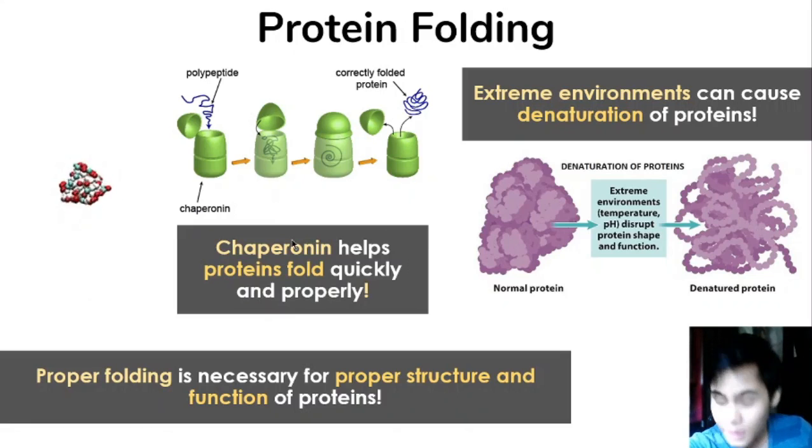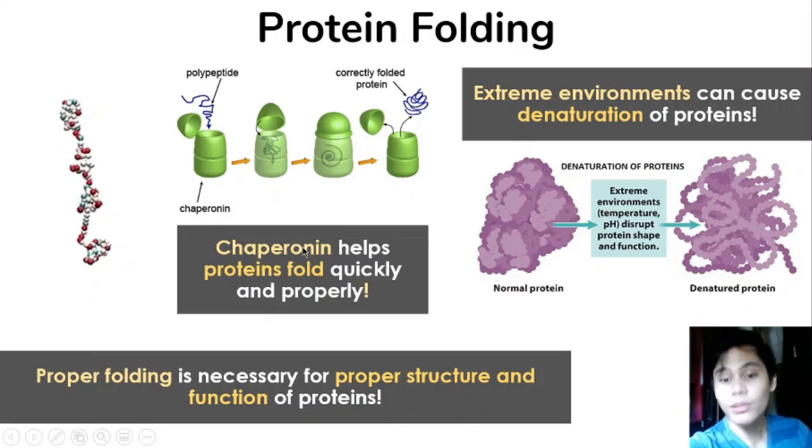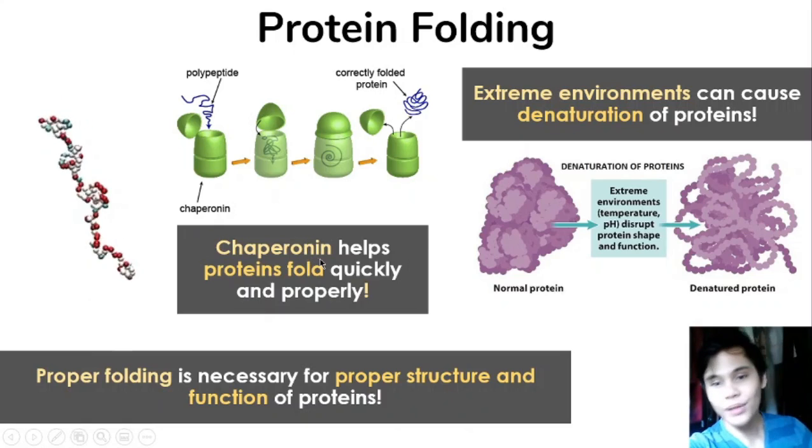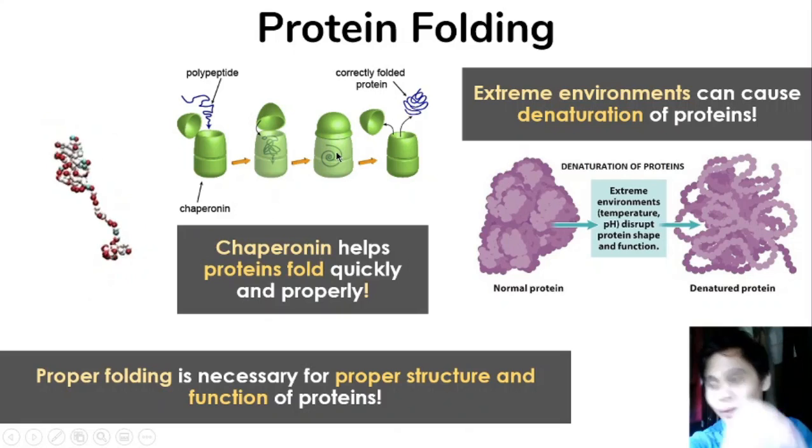Since folding is very important, we have special enzymes called chaperonins. These are special structures that help proteins fold quickly and properly. So it's like magic. We don't exactly know how it does that.